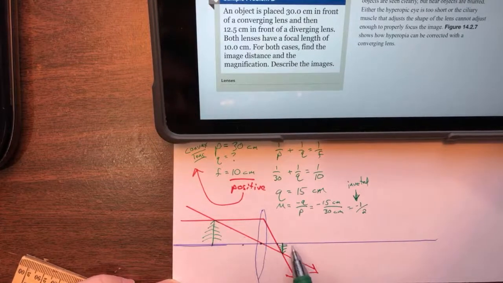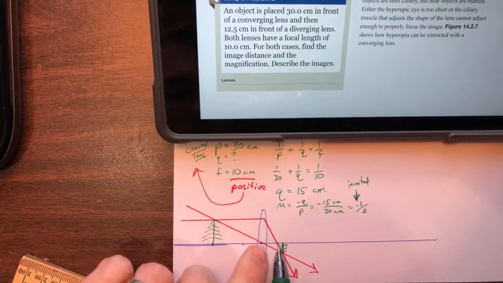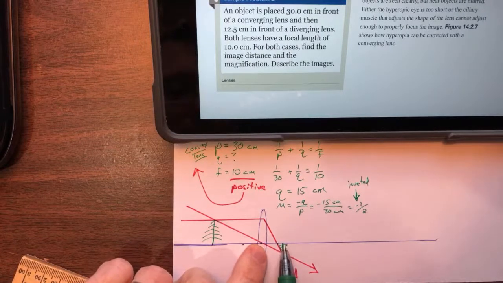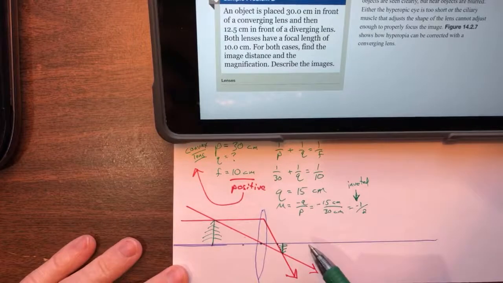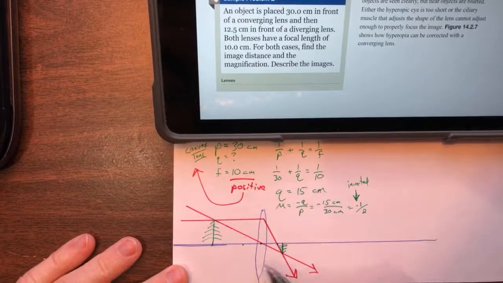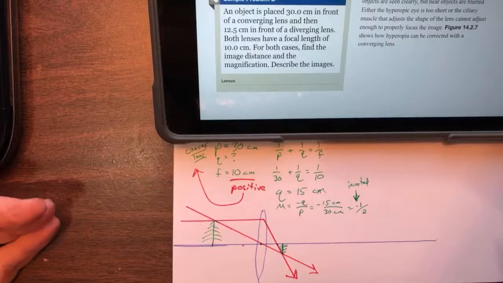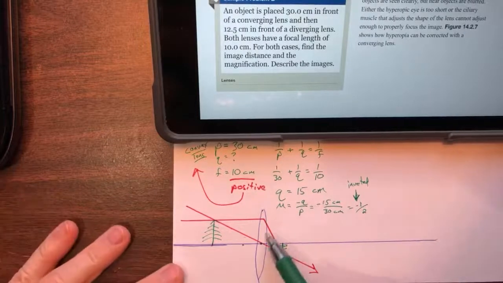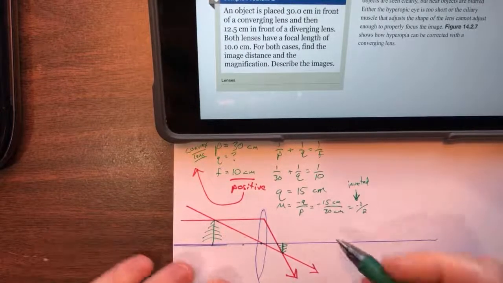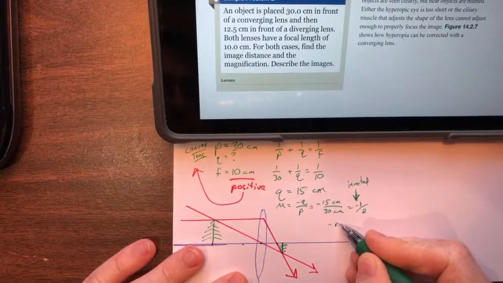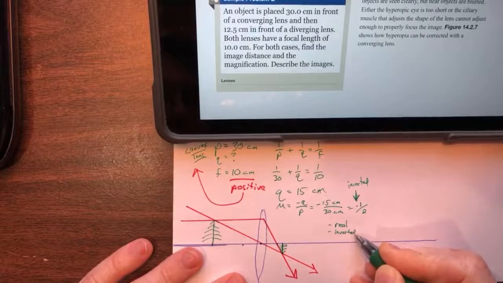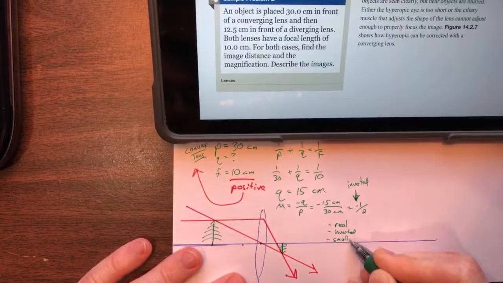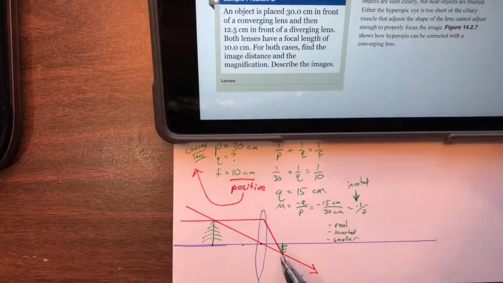And let's see if our Q makes sense. This right here, the focal length is 10, and this is a little bit further, which is 15. 15 makes sense. Notice here, guys, positive is on the opposite side of the lens, which is what we see here. This is our real image. So the image is real, it's inverted, and it's smaller. Okay, so that's how we would describe that image.